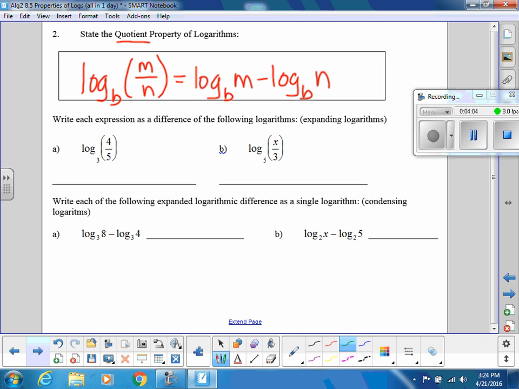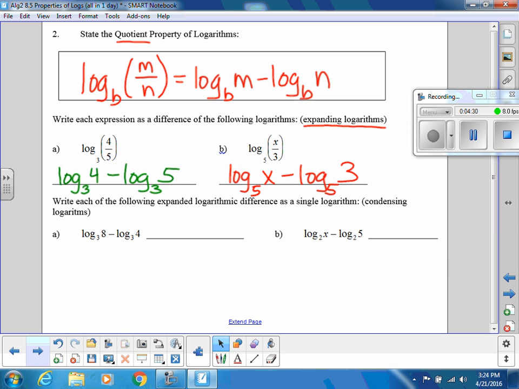So if I do that on this example, I have log base 3 of 4/5. That would be the same thing as saying log base 3 of 4 minus log base 3 of 5. Same thing over here. If I have log base 5 of x over 3, that's going to be the same as log base 5 of x minus log base 5 of 3. So that's expanding again using the quotient property.